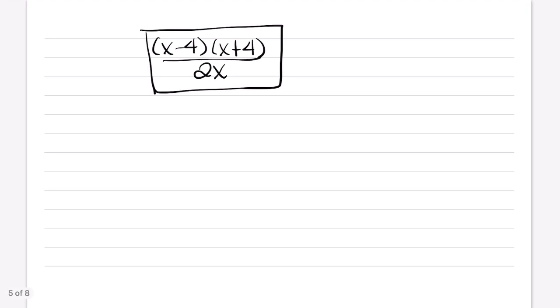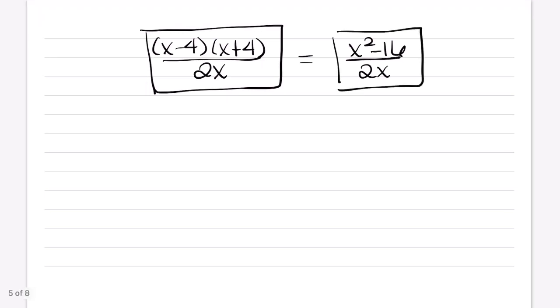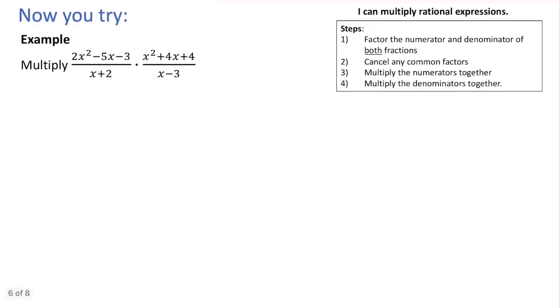If they want you to multiply the factors together, the numerator will multiply to equal x squared minus 16. You can do that using FOIL, or you can recognize that it is the difference of squares, and that will be over 2x. Either of these is the correct answer. Now you can go ahead and pause the video and try this example on your own.